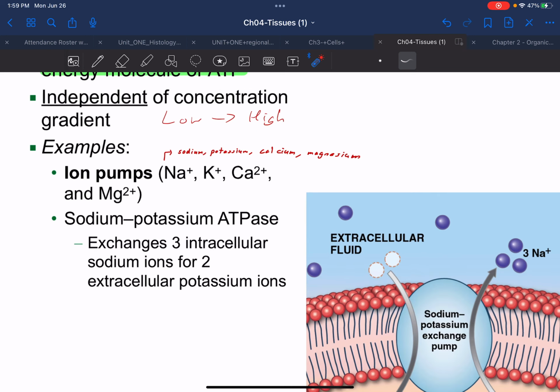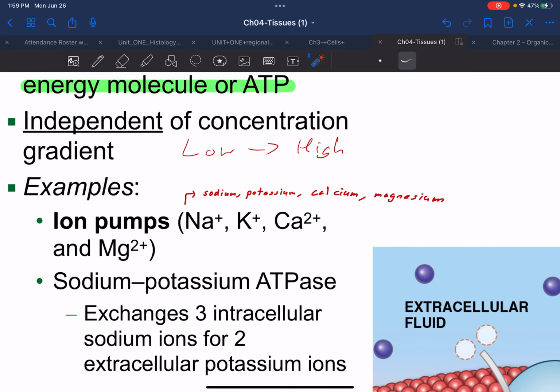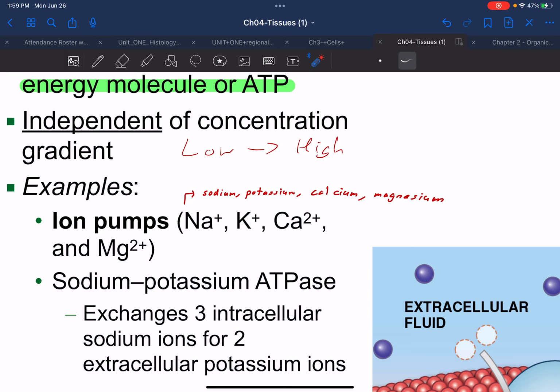And so an example of this are ion pumps. They will always require ATP, and it encourages the entry of sodium, calcium, potassium, and magnesium. Make sure that you know what these acronyms represent. They're up here in that order for you: sodium, potassium, calcium, and magnesium. These are all very important in the molecular processes of cells.